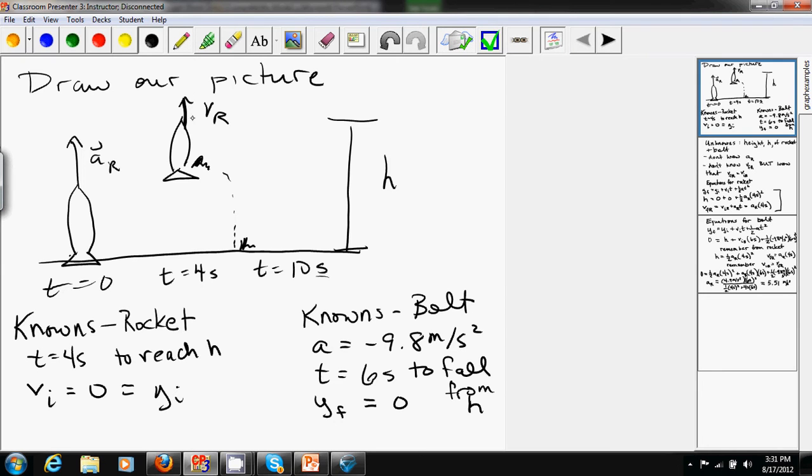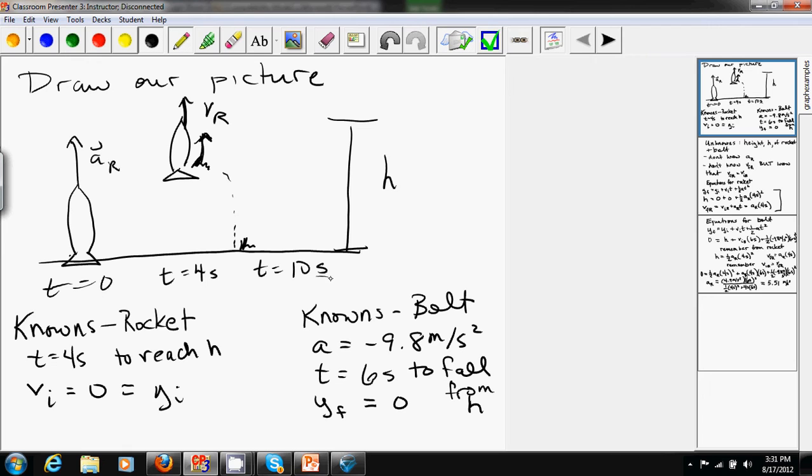The rocket has some velocity at this time, and note that the bolt also has this velocity at this time. There's my little velocity vector for the bolt and the rocket. It's the same at the instant that it detaches. But after it detaches at 4 seconds, the bolt starts to fall, and then it hits the ground at t equals 10 seconds.